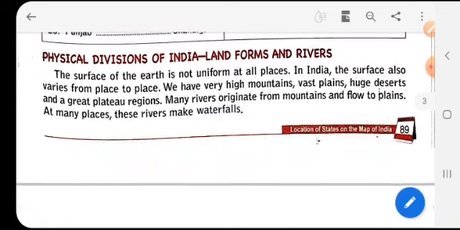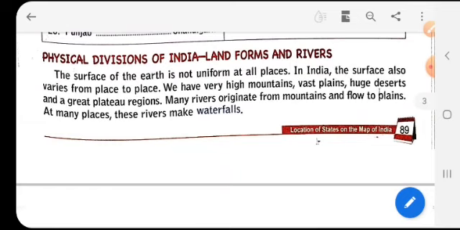Now we come to the physical division of India. The physical division consists of the landforms and the rivers. What kind of land is found in a country, whether it is a mountainous place, a plain, a rough area, or a stony area, whatever the landform, we will study in this part. So, in the physical division, we learn about all the landforms and rivers.